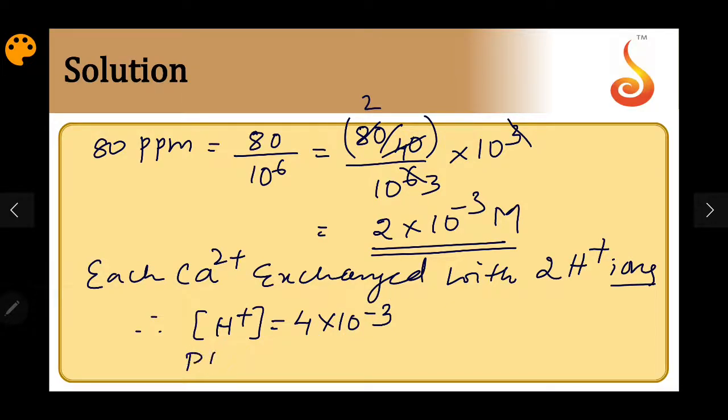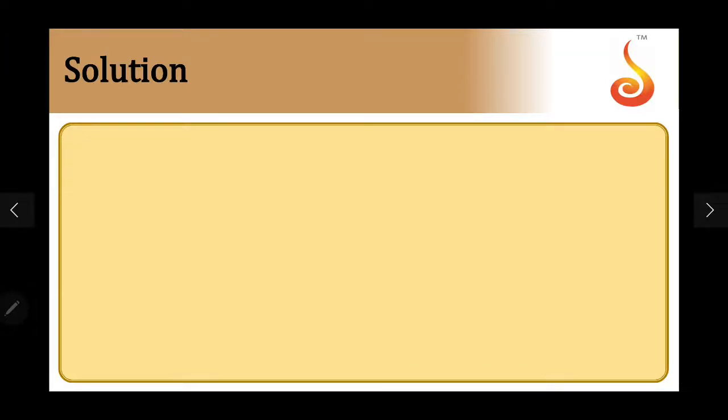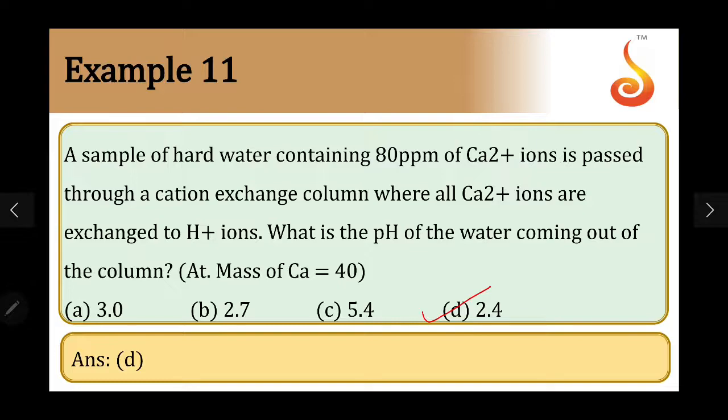So what is pH? 3 minus log you have to take. So 3 minus log 4. Log 4 is 0.6021, 0.6 I can take. So it's going to be 3 minus 0.6, it's going to be 2.4. So pH of the solution or water coming out of the exchange column will be 2.4. We'll go to the options. Answer should be D, that is 2.4.